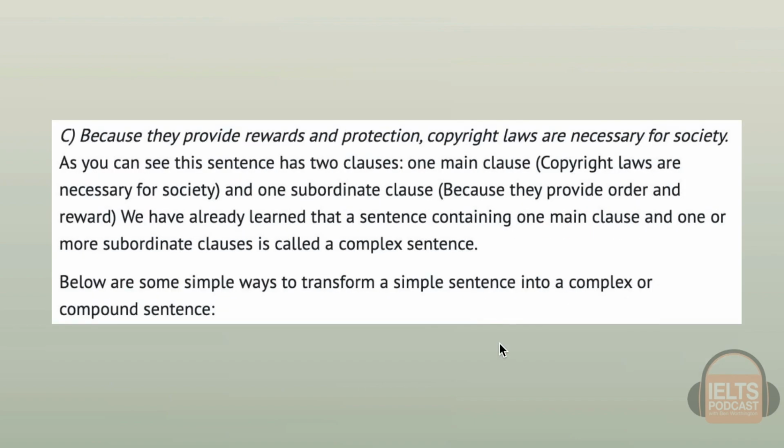Now, the third one is the complex sentence. Okay, this is because it's got one main clause and one or more subordinate clauses. So let's have a look. Because they provide rewards and protection, that's the subordinate clause, copyright laws are necessary for society. So we can see we've got 2 clauses there, and this one depends on this one. Now, what a lot of students do, unfortunately, is they fill their essay with these complex sentences, thinking that's what they need to do to score higher.